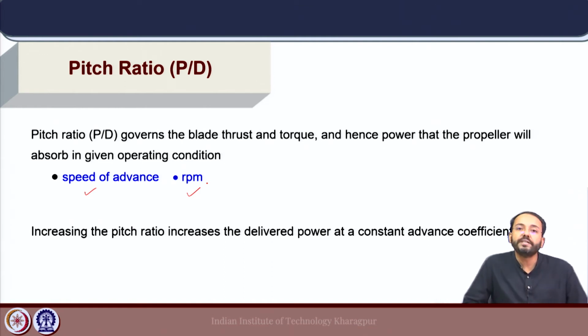Now, increasing pitch ratio will increase the delivered power at the constant advance coefficient, because we have seen in the open water diagram, when we have studied the series propeller blade diagrams for the open water characteristics, the increase of pitch ratio results in higher thrust and torque, and finally the delivered power will be higher for the same advance coefficient.